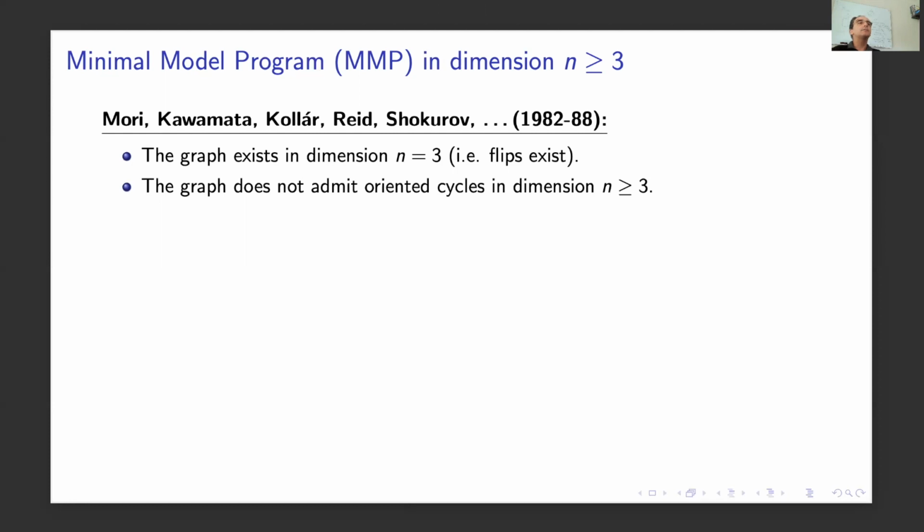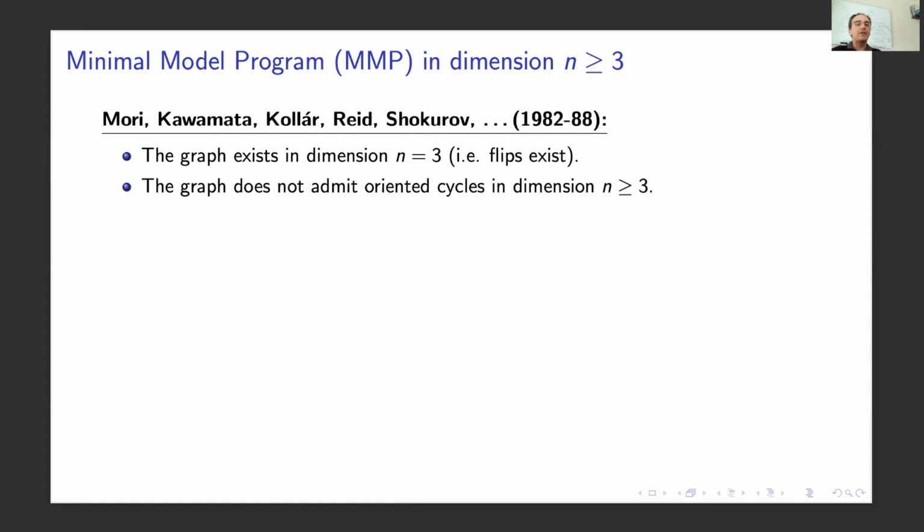The second thing that is possible to show, and this is not very hard once we know what the properties of the graph are, is that this graph does not admit oriented cycles in any dimension, so in particular in dimension 3. Of course, first we need to show the existence before we can show the properties. But assuming that the graph exists, then it's possible to show, and this is not hard, that there are no oriented cycles inside this graph.